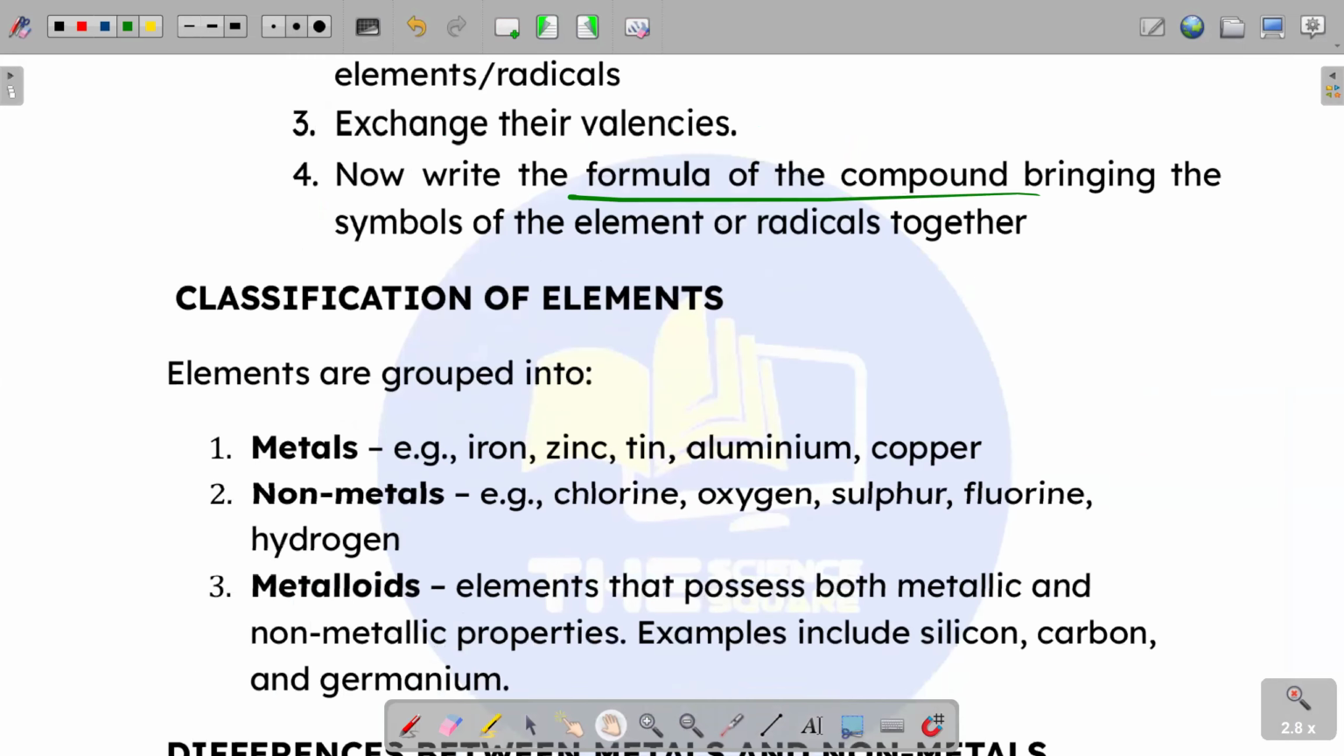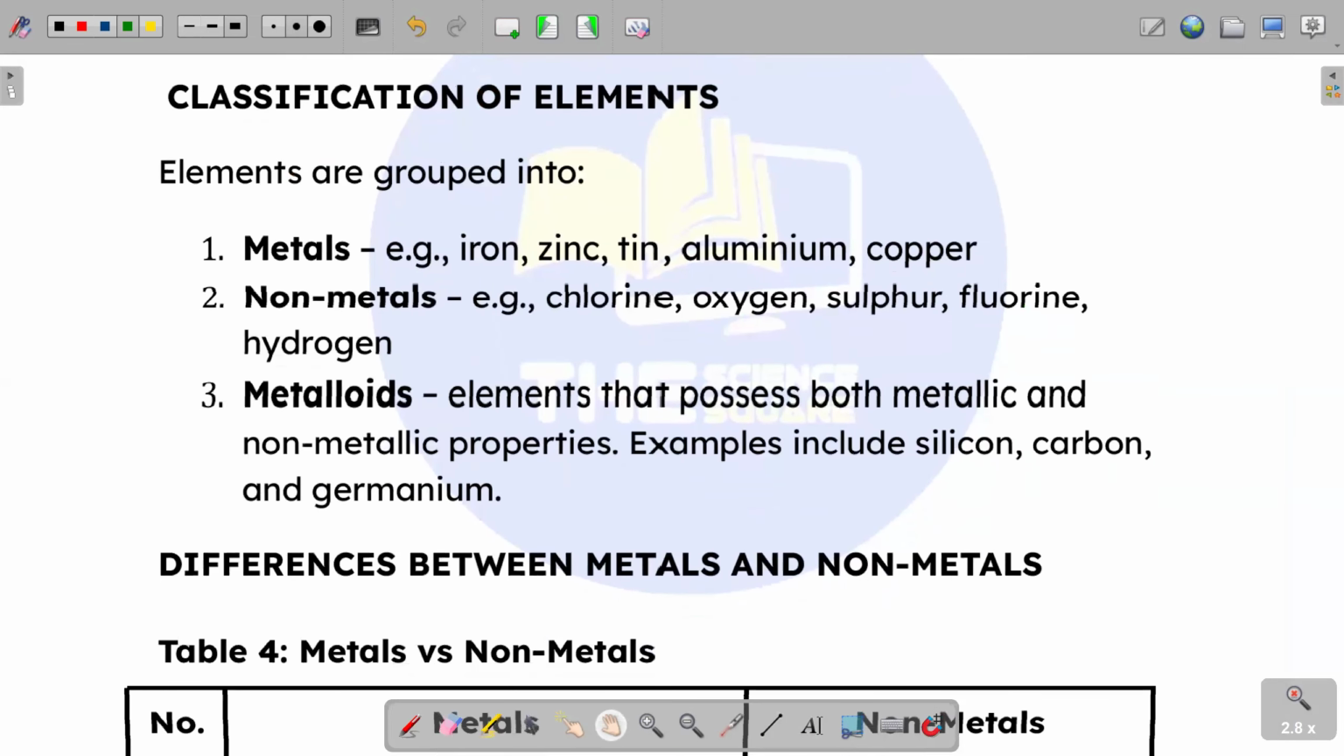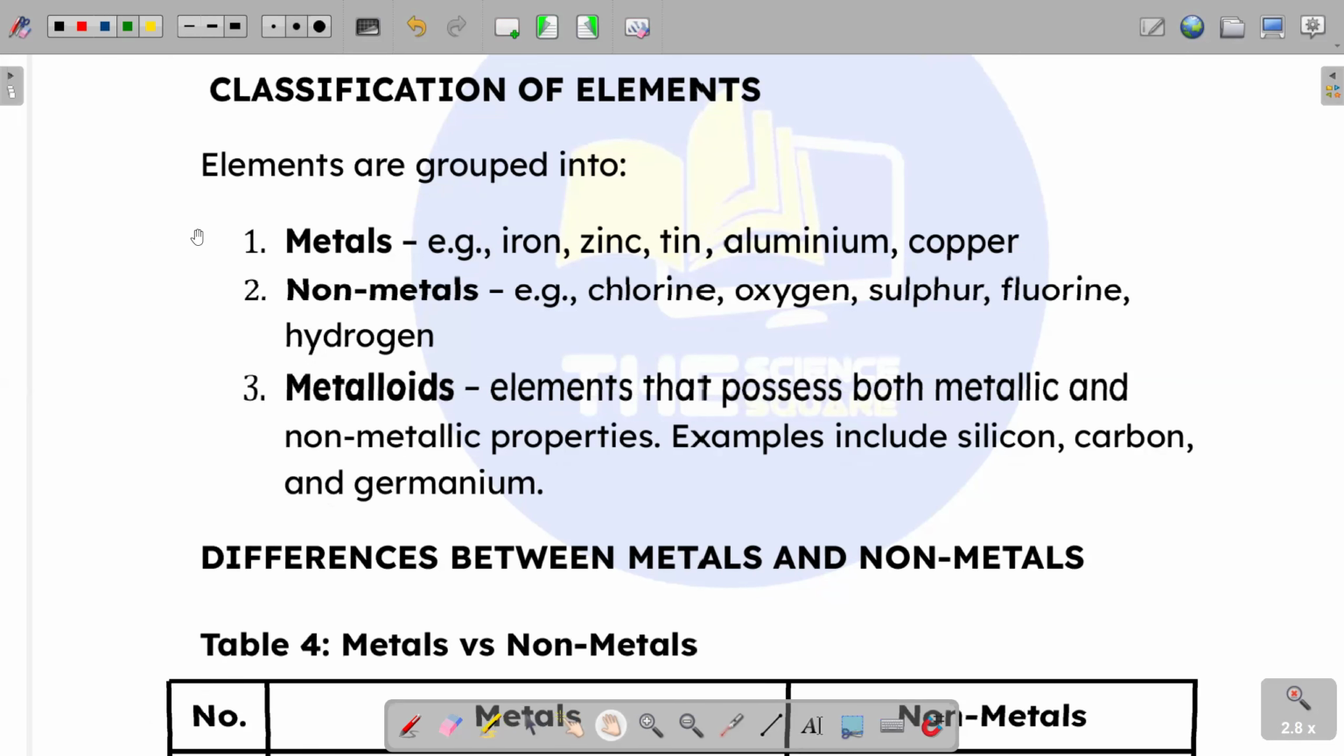Now, another point is classification of elements. Elements can be grouped into metals, non-metals, and metalloids. Elements that are metals generally have their own characteristics. We're going to discuss their characteristics in a minute. Then non-metals also have their characteristics. These are examples of some of the metals and the non-metals.